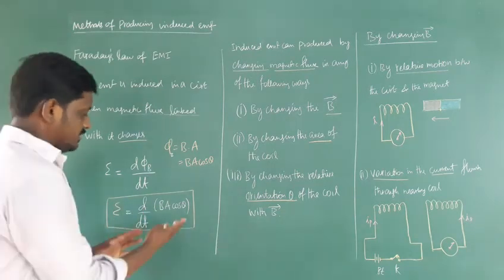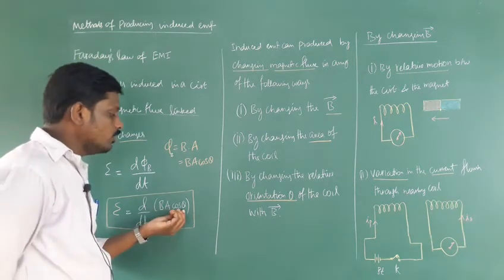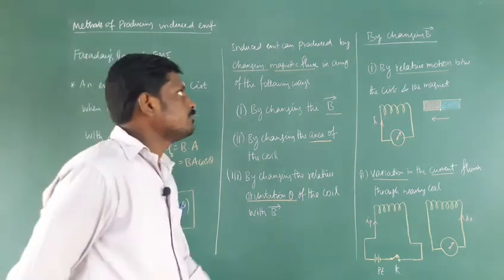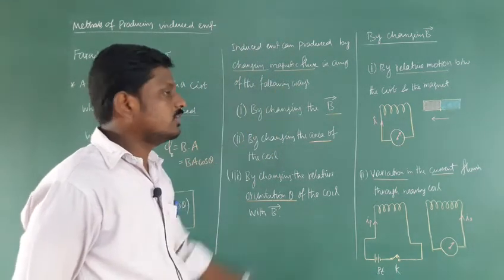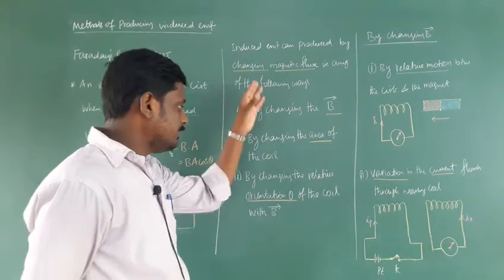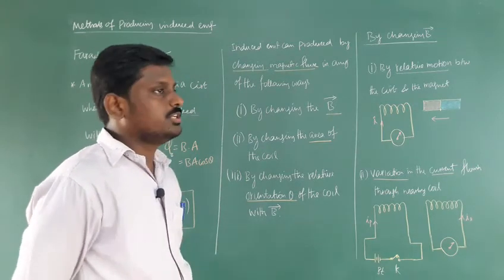The magnetic flux has three parameters: the magnetic field, the area of the coil, and the orientation of the coil. So the induced EMF can be produced by changing any one of the following. This is a repeated 3-mark or 2-mark question: what are the methods of producing induced EMF?